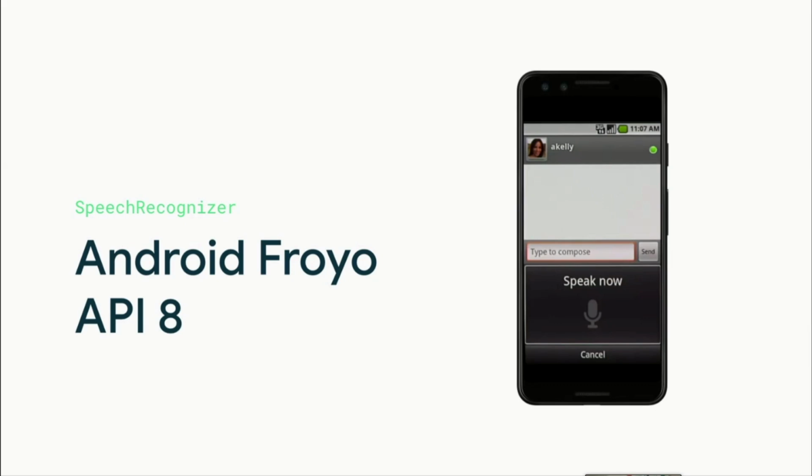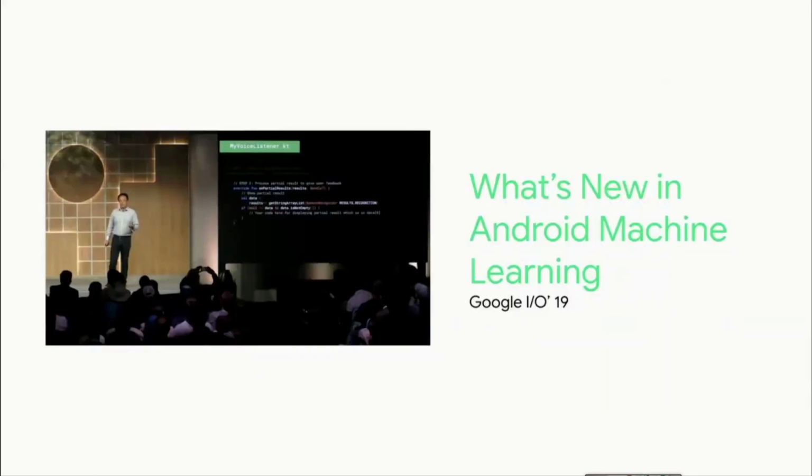So what I'm trying to say is it should cover pretty much all of your users if you're thinking about using these APIs. And if you want to find out more about the step-by-step process of how to implement it, I would suggest that you go to this video from last year's Google I/O, What's New in Machine Learning, where I go through this flow step by step.